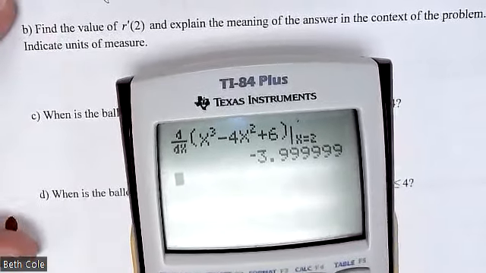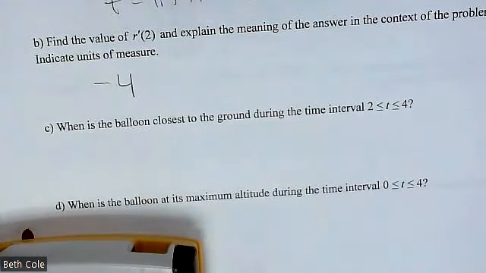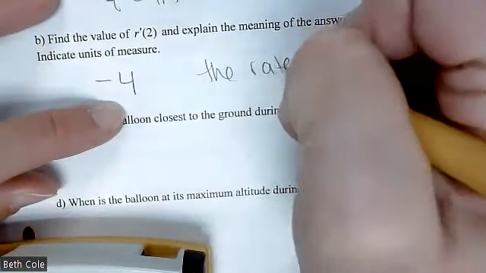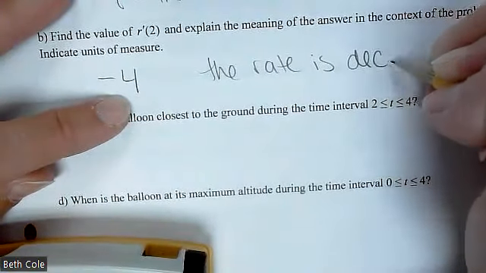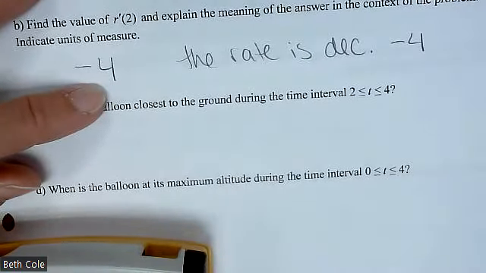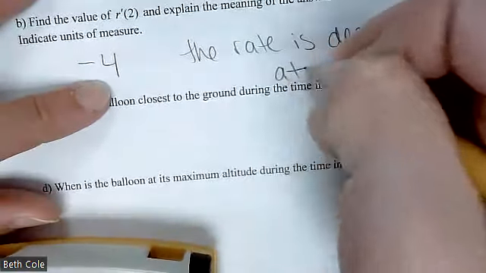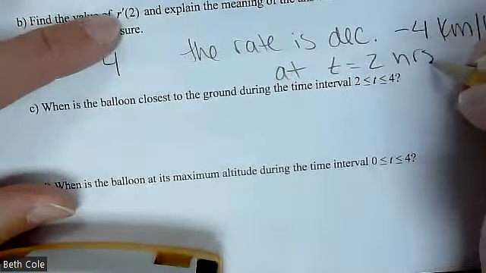All right. So -4. And then it says explain what it means. R was velocity. So R prime is acceleration. Do you see how this is negative? That means the rate is doing what if it's negative? Decreasing. -4, what units? Kilometers per hour squared at, you have to say one more thing, time 2 hours. You guys are good on that.